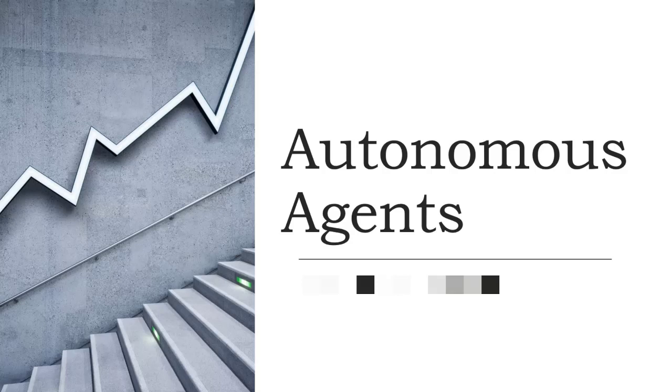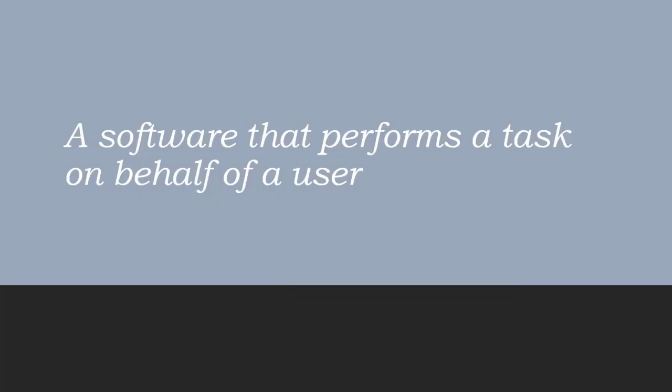Looking at autonomous agents, which we looked at yesterday. So an autonomous agent is software that performs a task on behalf of a user. And if you elaborate that further into the definition that we got yesterday, they have an input parameter, they have outputs, and they can perceive the environment around them.